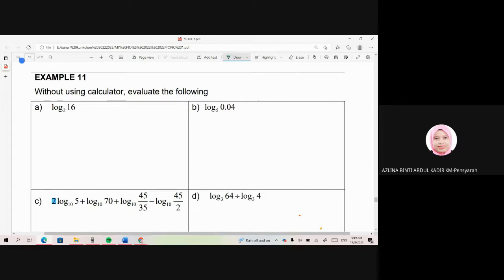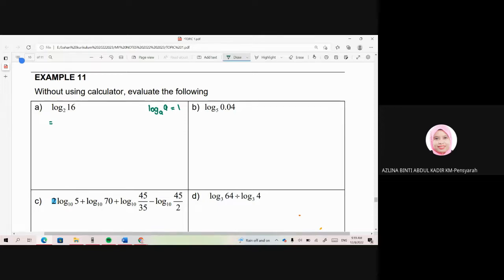Example 11. Without using a calculator, evaluate the following. Log 16 base 2. The first thing is how to relate 2 and 16. We know that log A base A is equal to 1, right? So we want to get this term.